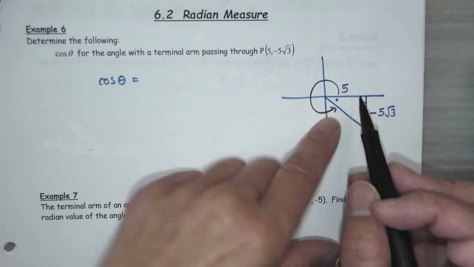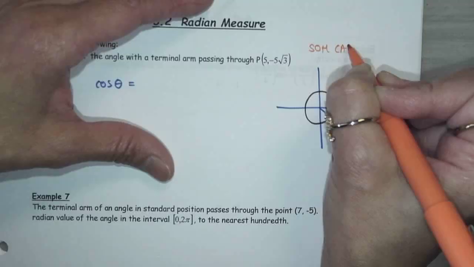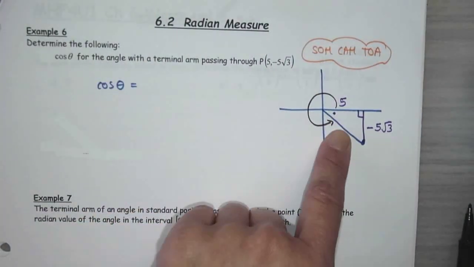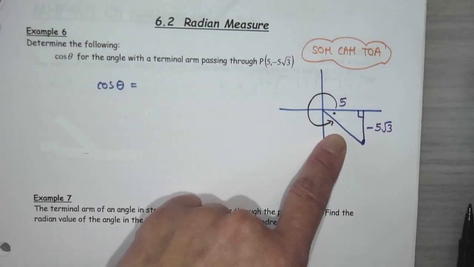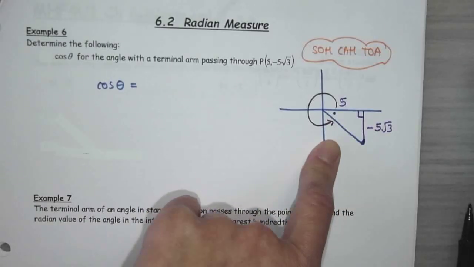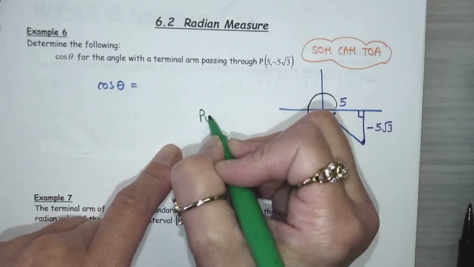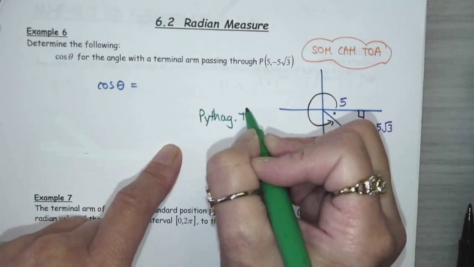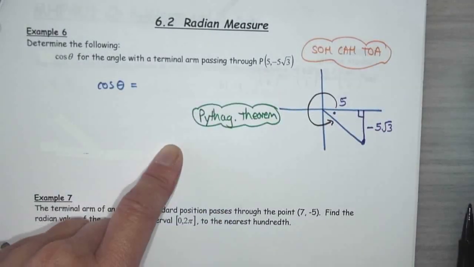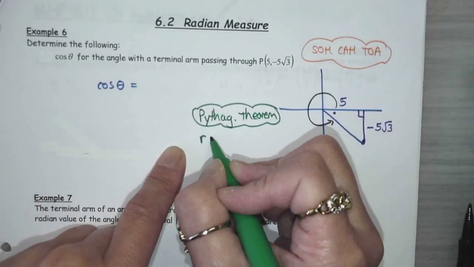I want adjacent over, so we're just using SOHCAHTOA. So this is just a straight SOHCAHTOA question. I need adjacent over hypotenuse, but I don't have hypotenuse. So this question is to remind you of how to fill in some of the diagram if you're missing part of it. So we're going to do Pythagorean theorem. You don't have to name it, but that's what we're going to use to find this missing side. So I'm going to call that R for the radius.